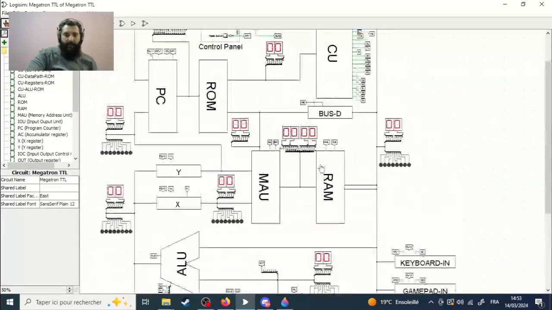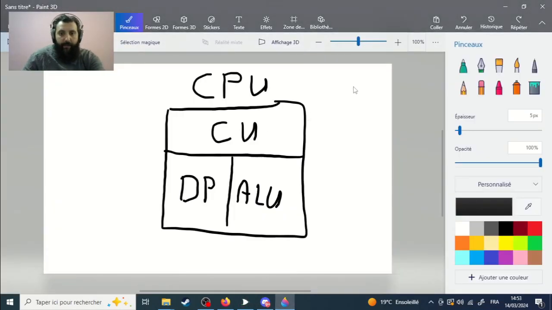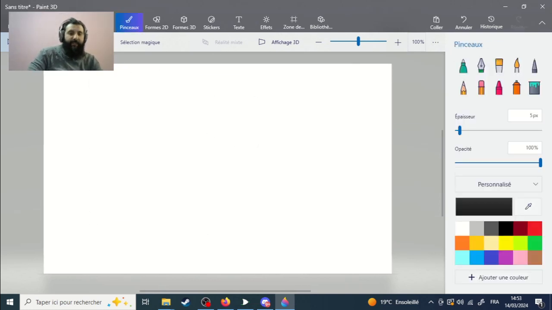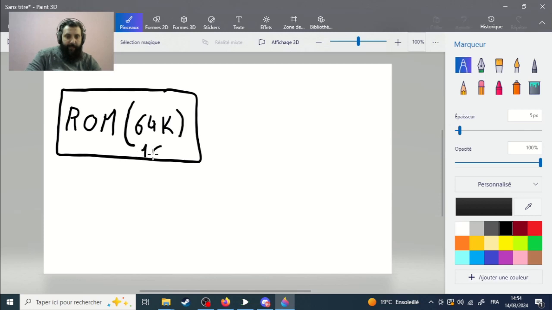Okay. And we have our Megatron. Megatron is an architecture I have to design just to understand. We have a memory called ROM. Do you know exactly what the ROM is? ROM of 64K of 16 bits. This is the memory where you store your programs. Operating system programs have to be stored here.